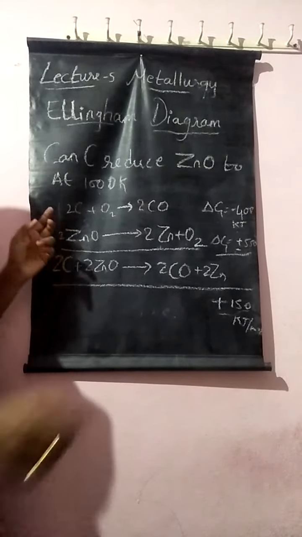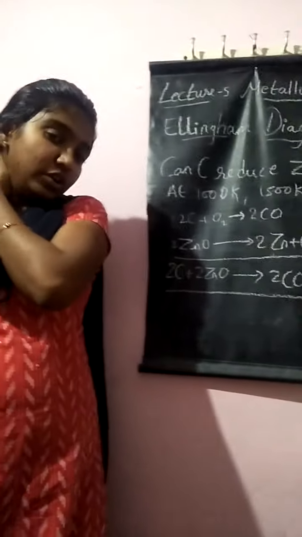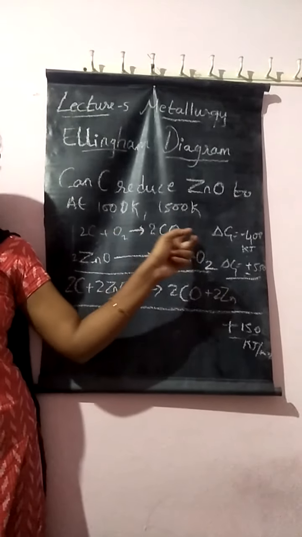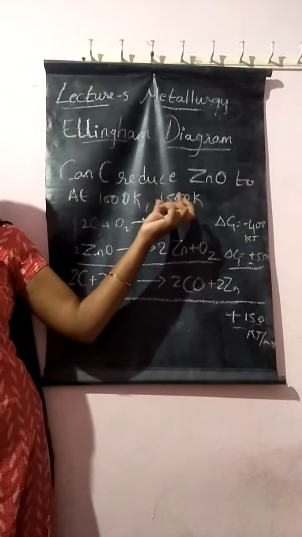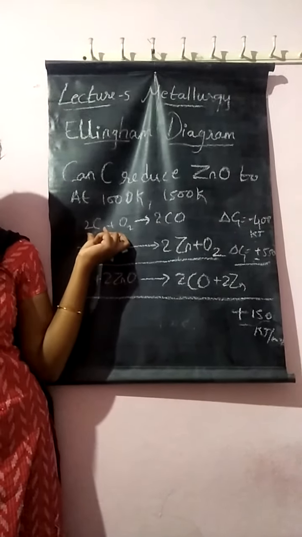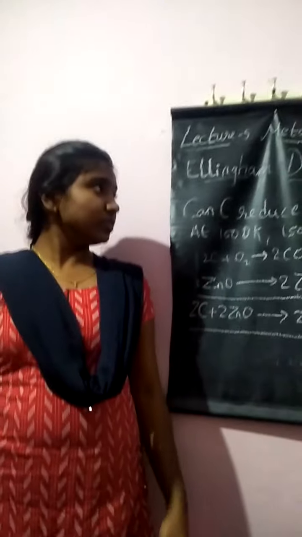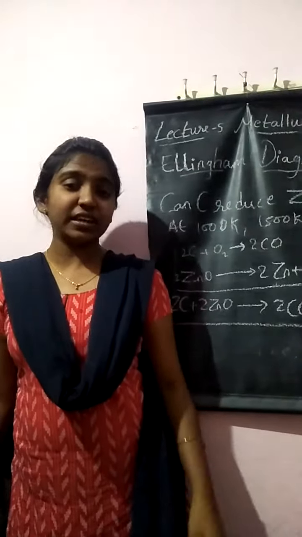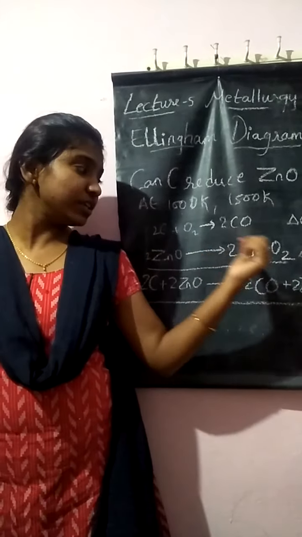Then for the other temperature, 1500 Kelvin, you can look at the delta G values at 1500 Kelvin for zinc as well as carbon. You will see that the delta G value is found to be negative, which means that at this temperature, carbon is a very suitable agent for zinc oxide to get converted into zinc. So this is how the Ellingham diagram is very useful in predicting the suitable reagent for a particular metal oxide to get reduced into its metal.